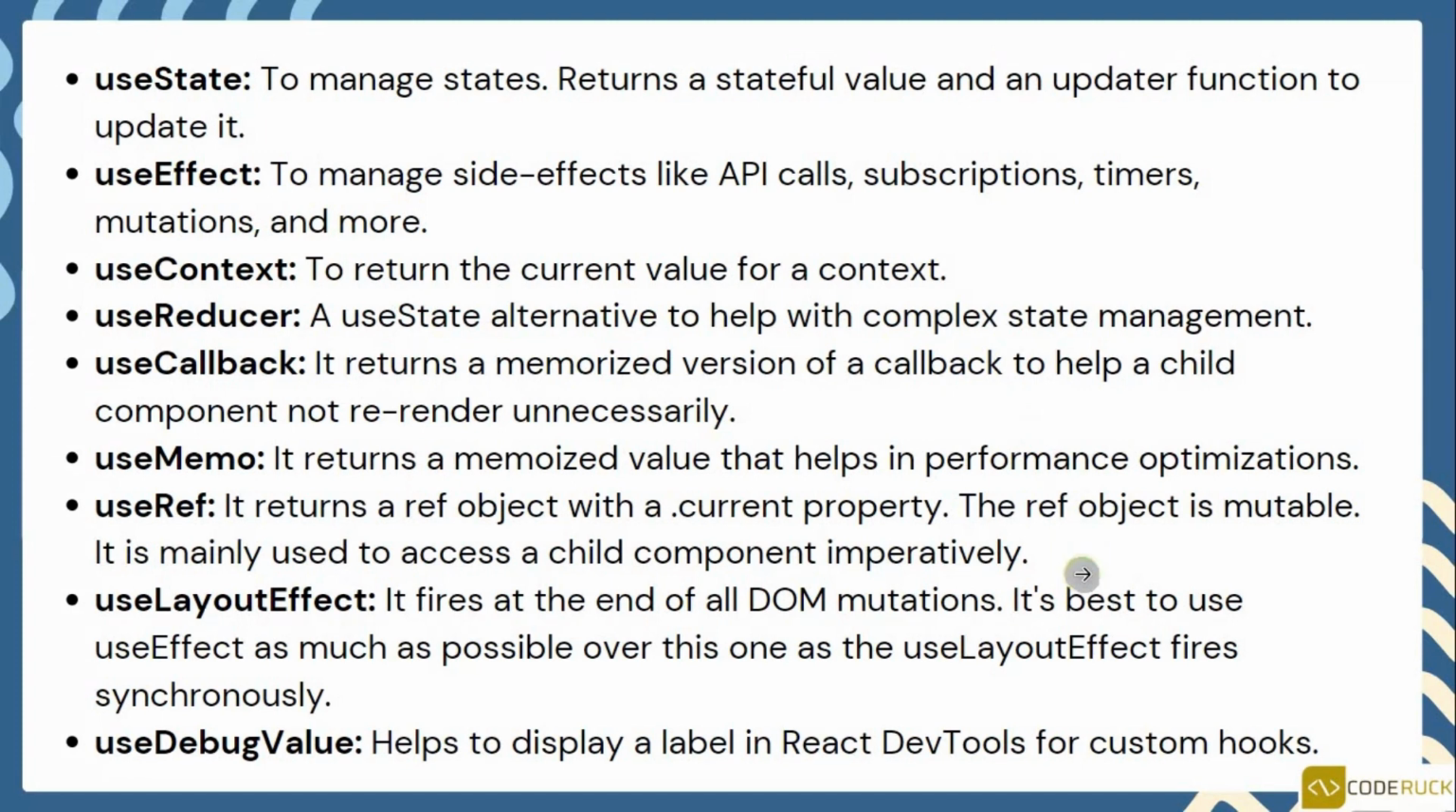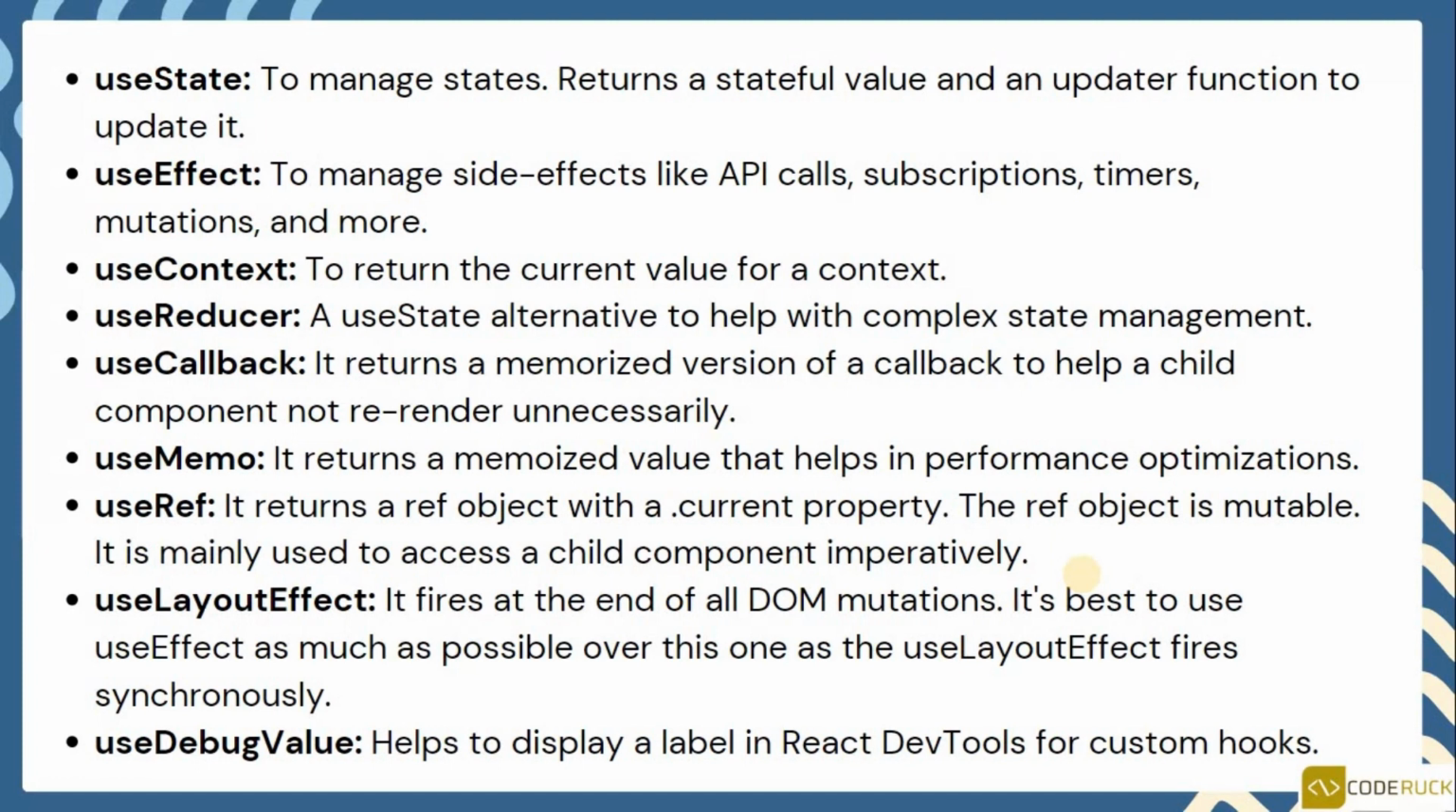The useMemo hook is another one. It returns a memoized value that helps in optimizing our code, because we don't want to run some kind of complex computation again and again. So at that time we use the useMemo hook. Another one is useRef. Basically it returns a ref object with a current property. A ref object is mutable. It is mainly used to access a child component.